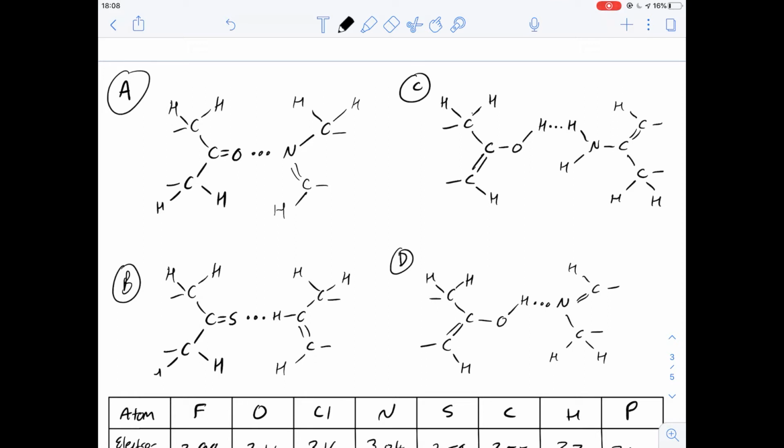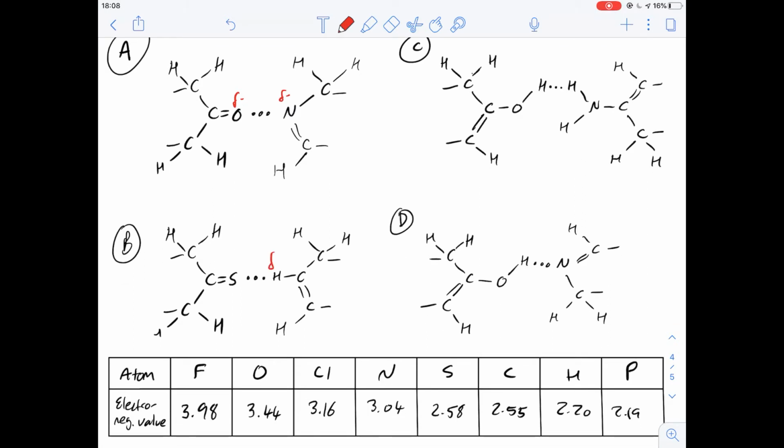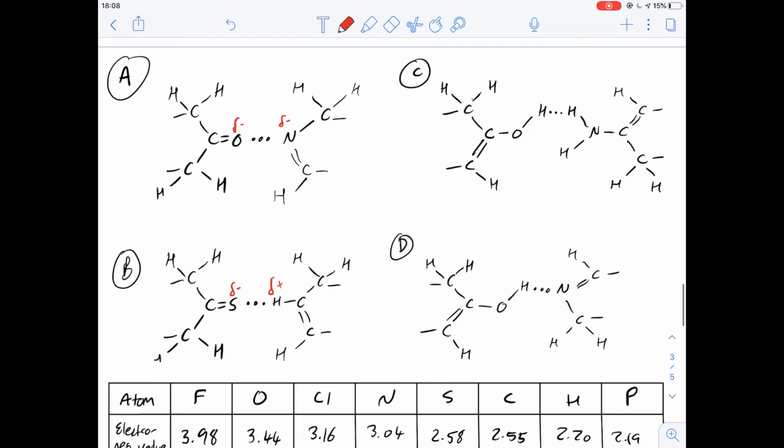So looking at A, and I'm going to change the colour to make this easier to see, we have a delta negative oxygen and a delta negative nitrogen. So there wouldn't be a very strong attraction there, if anything, or repulsion. Between sulfur and hydrogen, of course, this is going to be delta positive, and between carbon and sulfur, we'd expect sulfur to be slightly electronegative, but very slightly. So there's a slight attraction there in B.